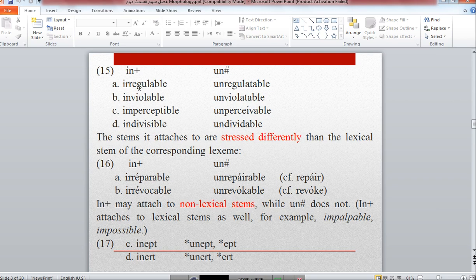A word like irregulable, inviolable, imperceptible, indivisible, you see here.